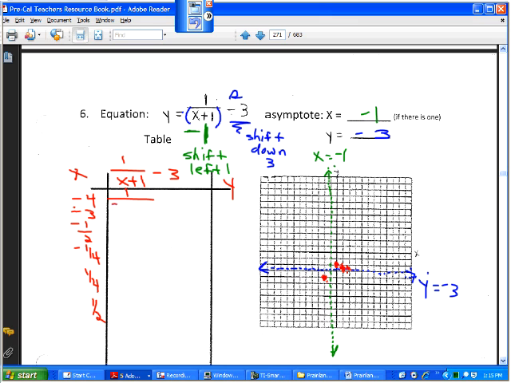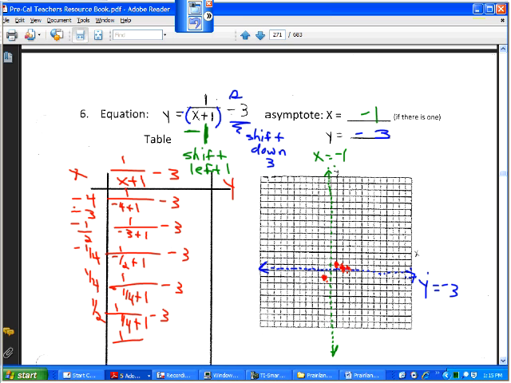So we're going to have 1 over negative 4 plus 1 minus 3. 1 over negative 3 plus 1 minus 3. 1 over negative 1/2 plus 1 minus 3. 1 over 1/4 plus 1 minus 3. 1 over, that was a negative, positive 1/4 plus 1 minus 3. 1 over 1/2 plus 1 minus 3. See what happens with those.